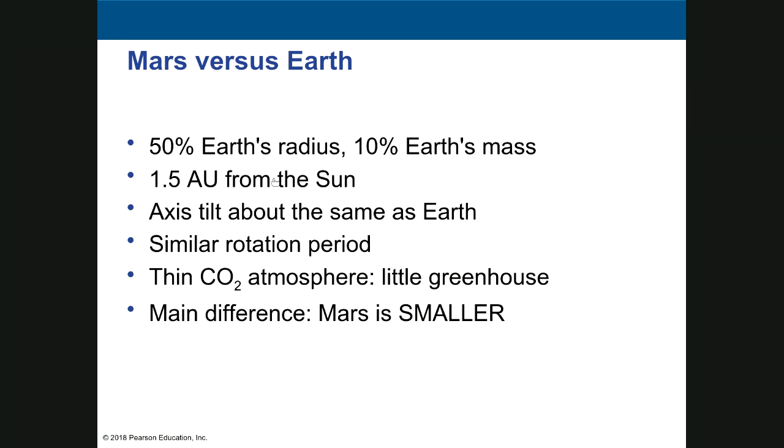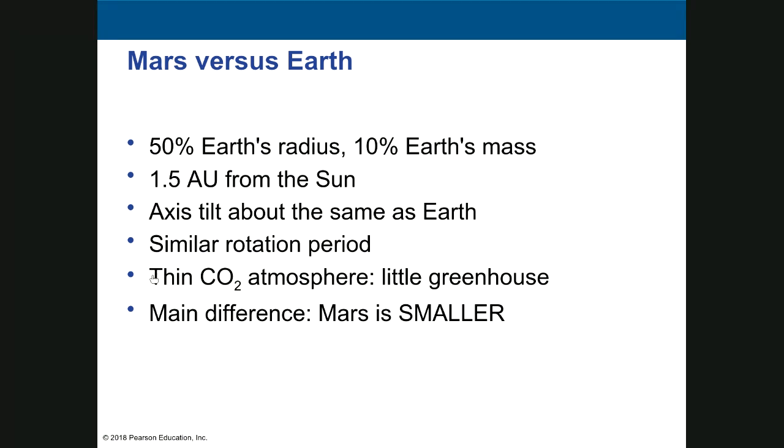It has about the same axis tilt as the Earth, and it has a similar rotation period. So what does that mean? That means a day on Mars is almost the length of a day on Earth. It has a thin carbon dioxide atmosphere, which is a little greenhouse. Now, you might be saying, well, wait a minute, carbon dioxide is a greenhouse gas. And you're right. Carbon dioxide is, but the word thin is the important word here. There's not much of it there.